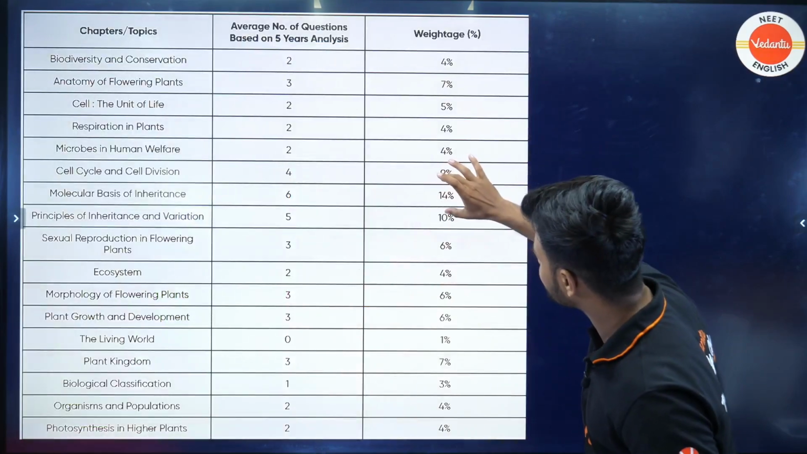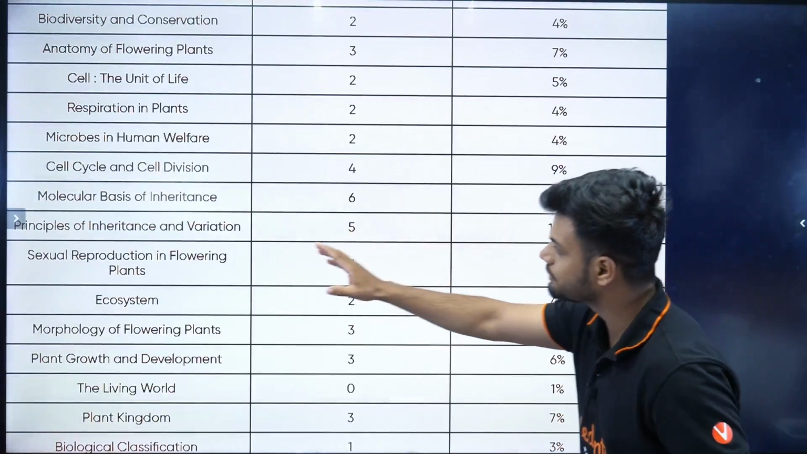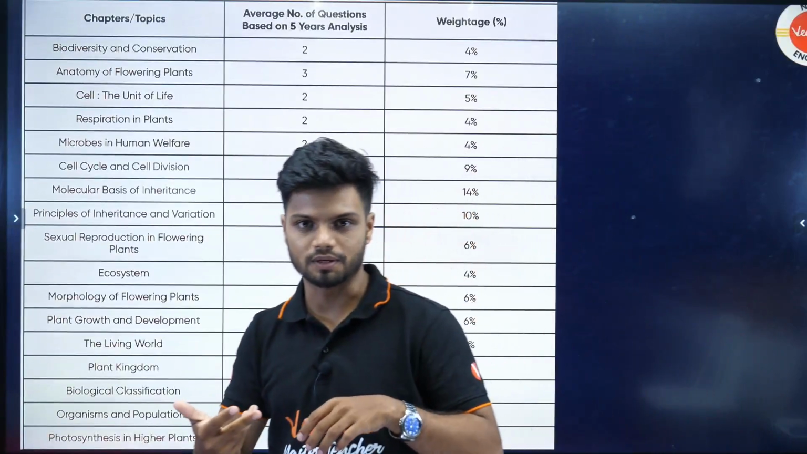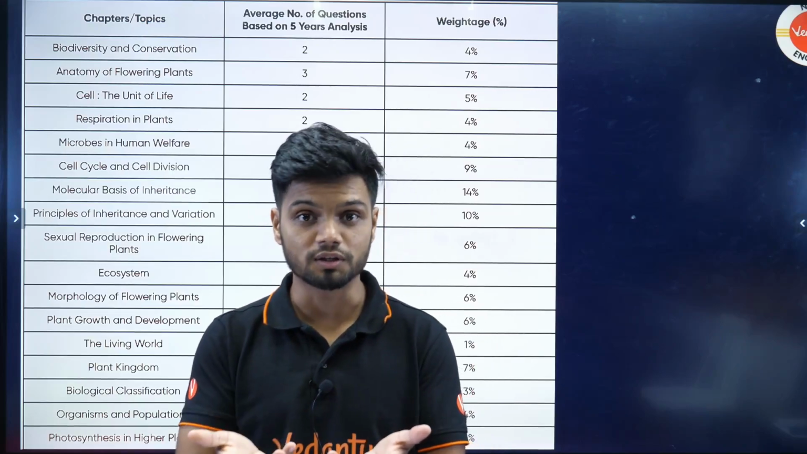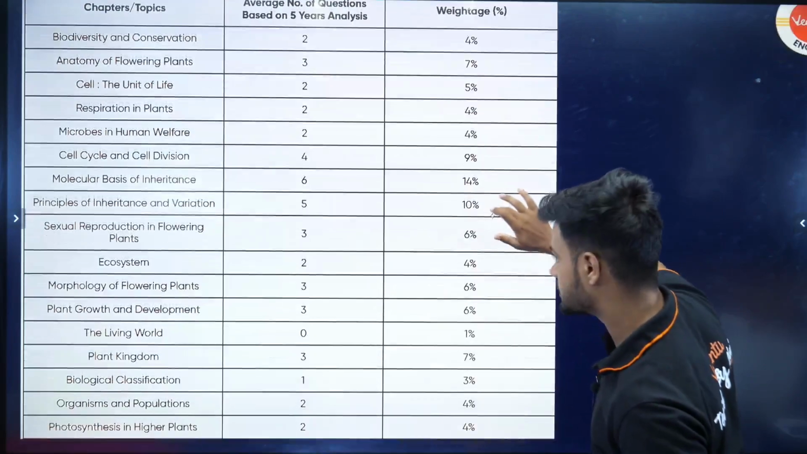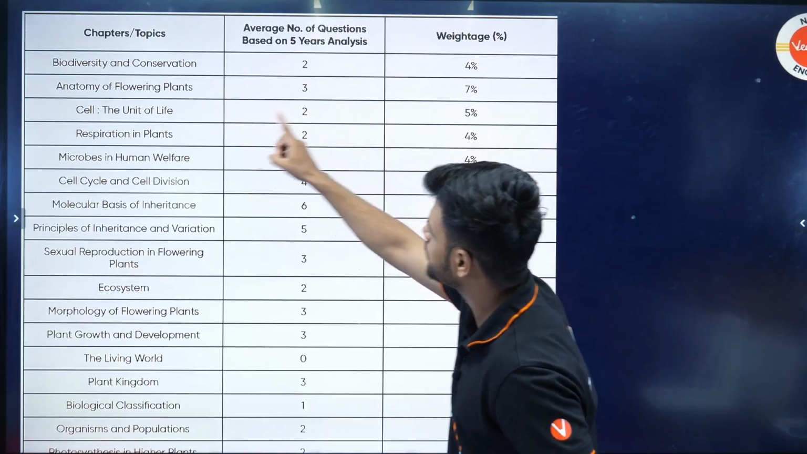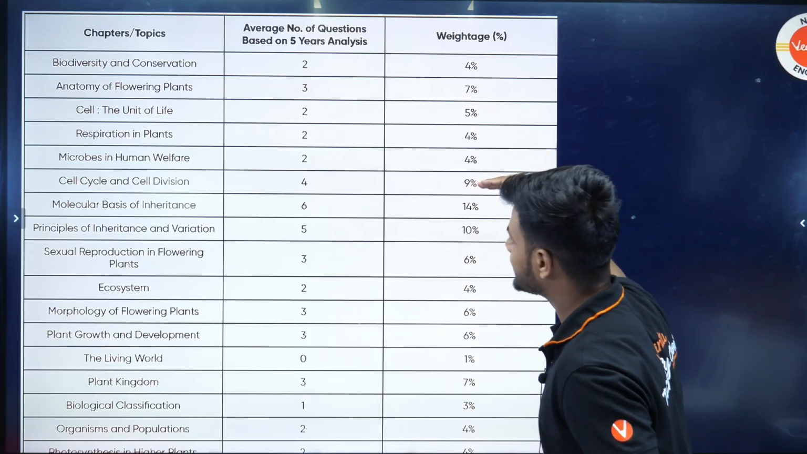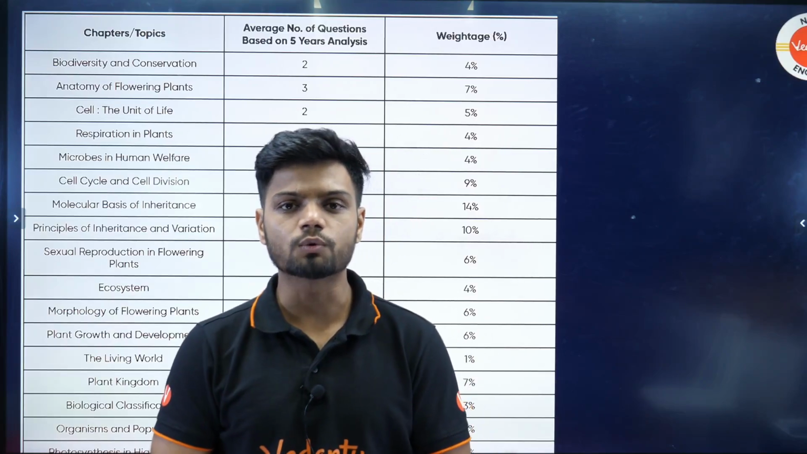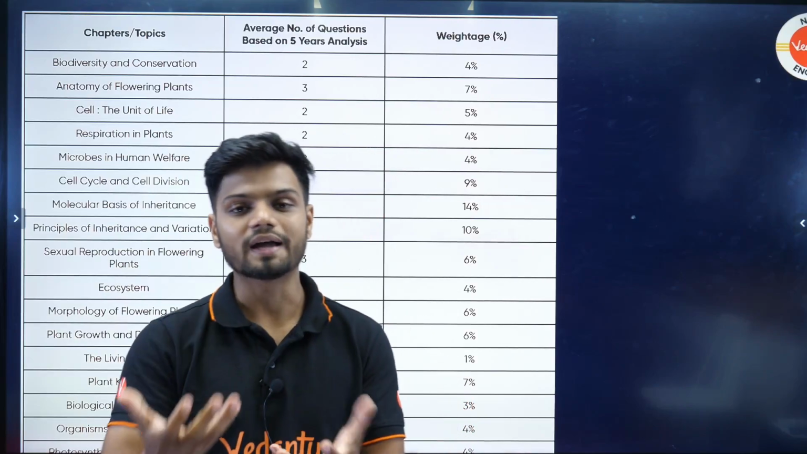So if you look at this table right here, molecular basis is 14%, principles of inheritance is 10%. Now apart from those two chapters, which are the high weightage chapters in botany? The answer is very simple. If you notice here, plant kingdom holds around 7%. Then we have your anatomy of flowering plants, which holds 7%. Then we have your cell cycle and cell division, which has a guaranteed 2 to 3 questions every single year only from prophase 1. So those are your high weightage chapters.